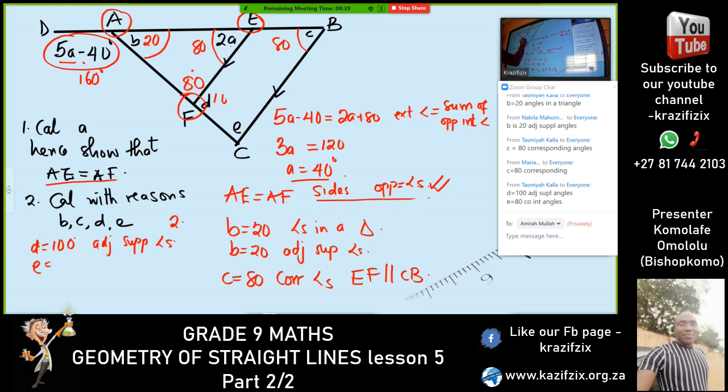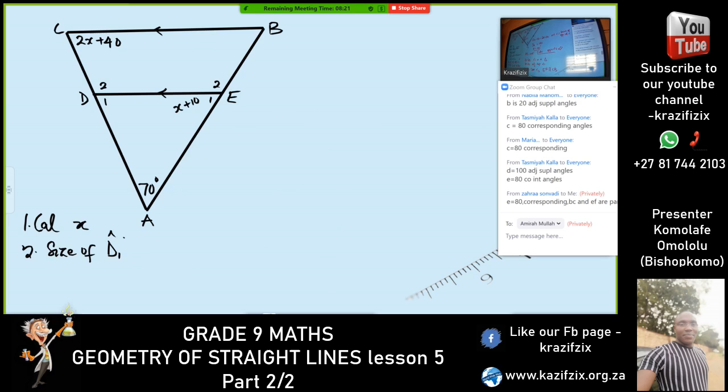So if D is 100, since this line and this line are parallel, E would be what? 80. Thank you. Co-interior. Remember, tell me that FE is parallel to BC. Well done, guys. Beautiful. I love what you're doing. Zara, don't forget, let the message go to everyone. I think we have the last question. Let's see. We have just a few minutes left.